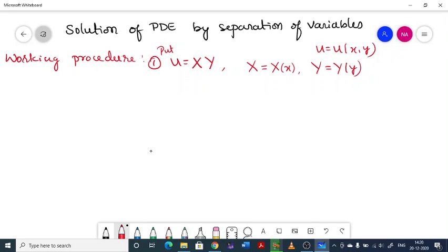Then second step, separate the variables. That means you have to write all terms containing x one side and terms containing y on the other side, and call their common value as k.